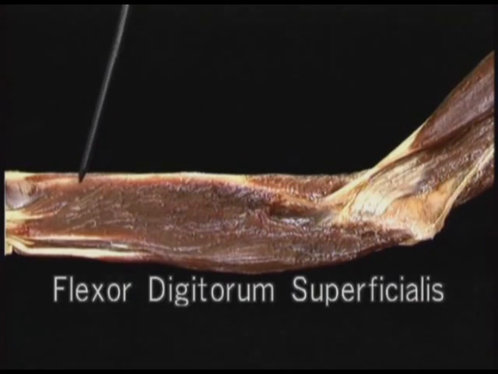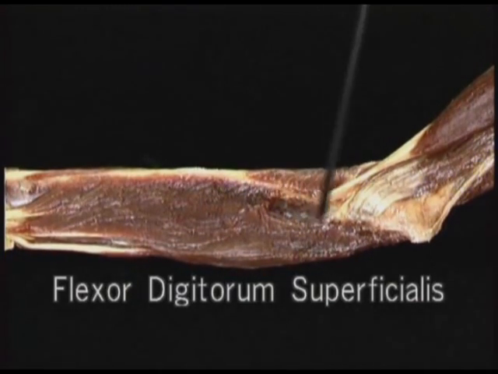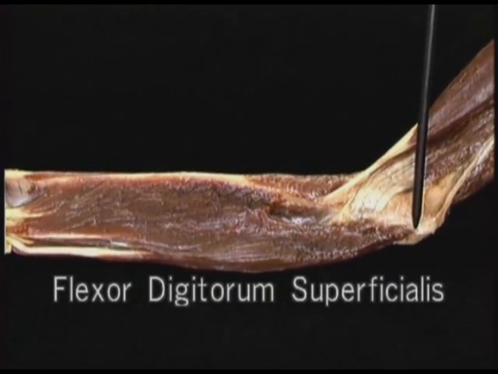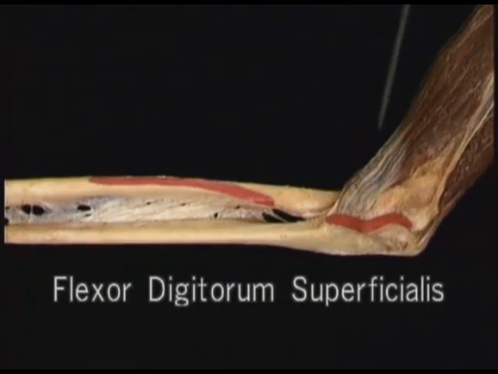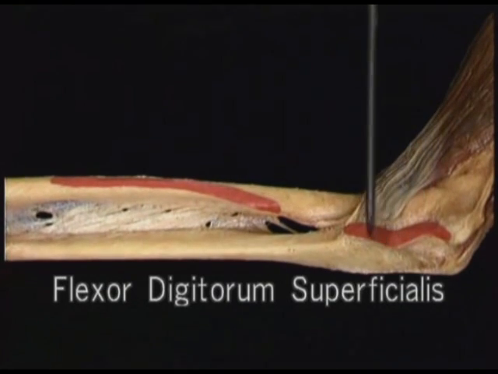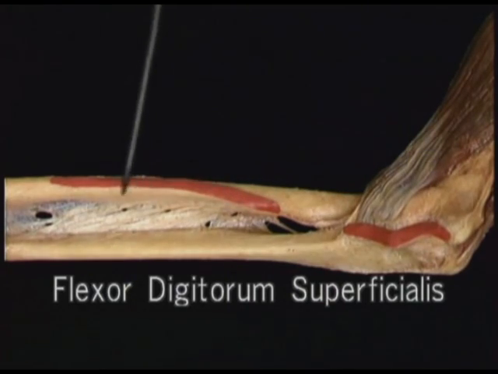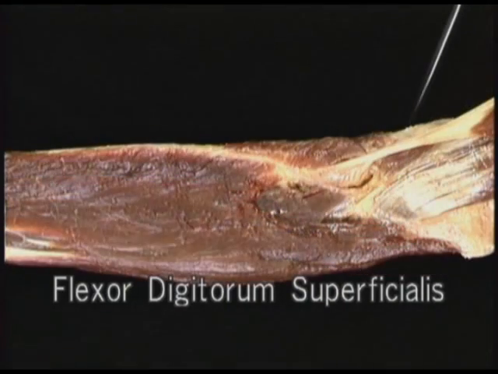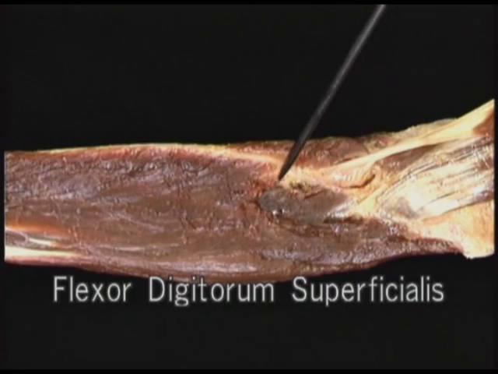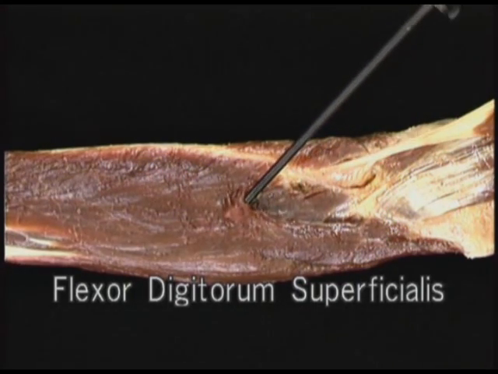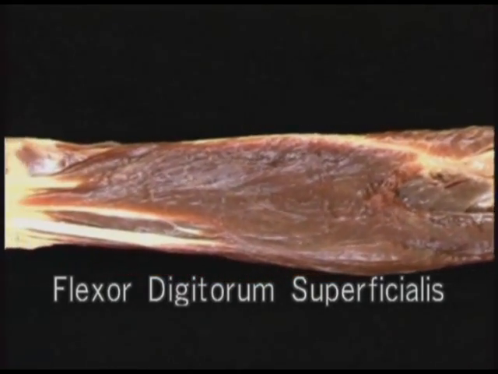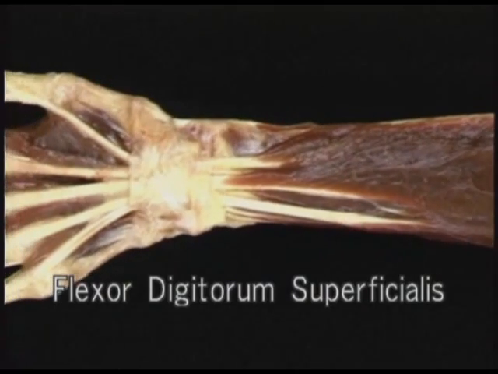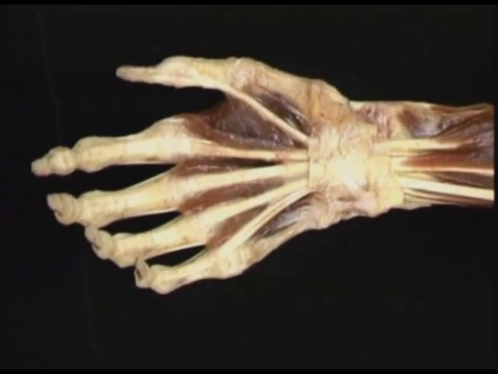It has two heads of origin, a radial head and a humero-ulnar head. The humero-ulnar head arises as part of the common flexor tendon from the medial epicondyle of the humerus and also from the adjoining ulna. Its radial head arises from this long oblique line on the radius. Between the two heads there's a gap which the median nerve and the ulnar artery both pass through. The four separate tendons of flexor digitorum superficialis are bundled together as they enter the carpal tunnel.